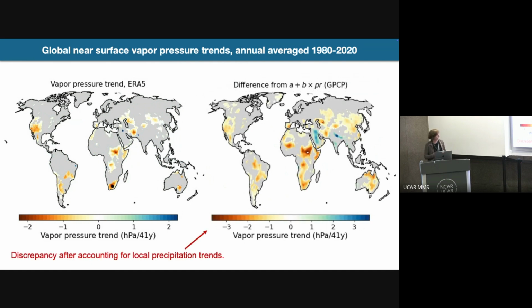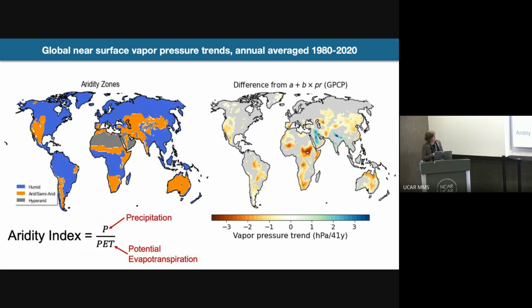You can also account for the local precipitation trends. I won't go into the method here, but just show you this result. When you do that, many more regions jump out as being distinct between the observation-based data and the models, and they're almost all relatively negative. The trends in near-surface vapor pressure in the observation-based data are relatively negative compared to the models. Looking at the characteristics of these regions, it's mostly the arid and semi-arid regions of the world, in particular the orange regions on the map, which correspond very well to where you see that discrepancy.